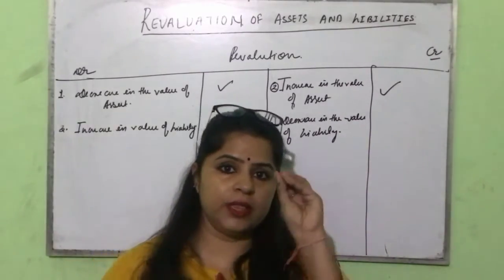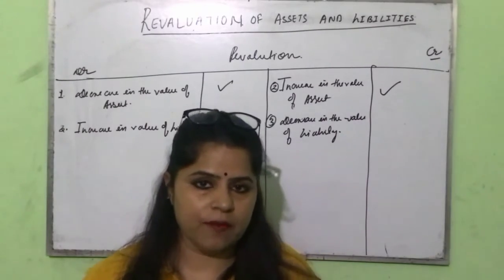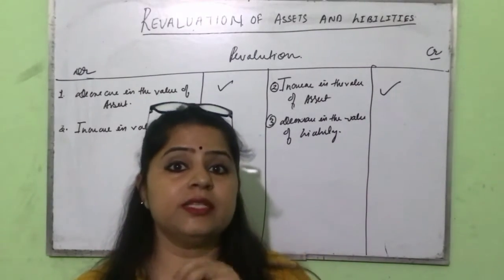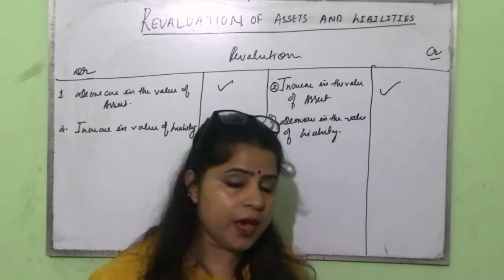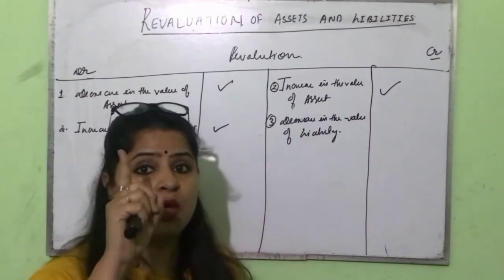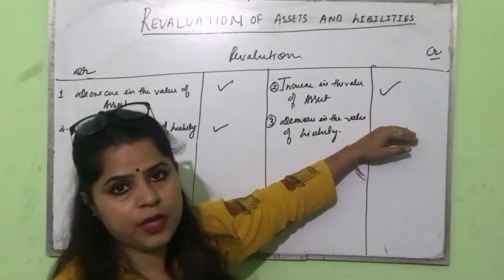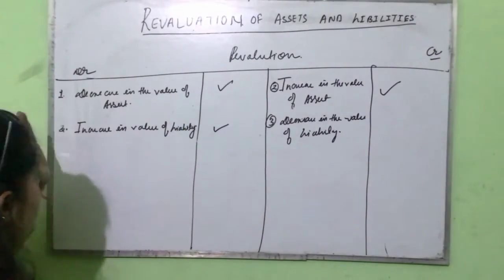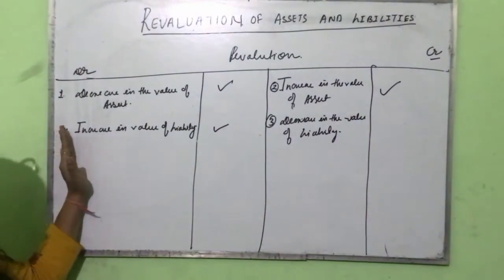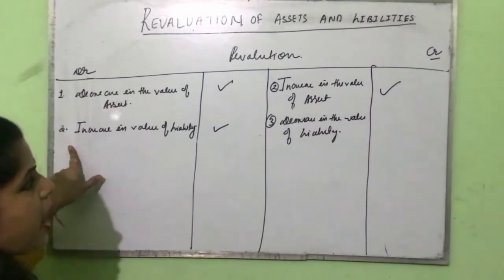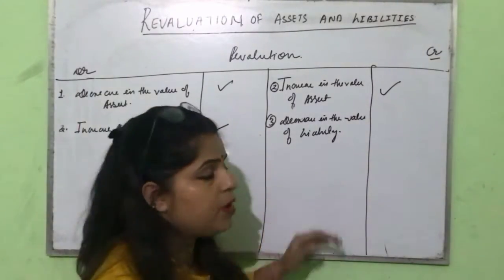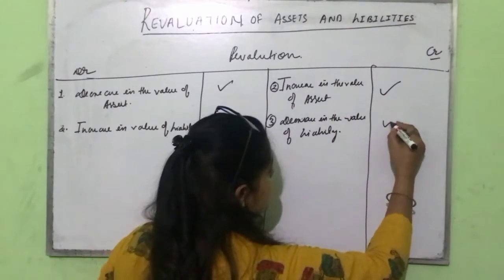But what do we show in the revaluation account? We show only that amount due to which our asset or our liability is increased or decreased. So here our creditor is decreased by 1,000, so we will record it in the credit side of the revaluation account. When liability increases, it will be recorded in the debit side, and when liability decreases, it will be recorded in the credit side.